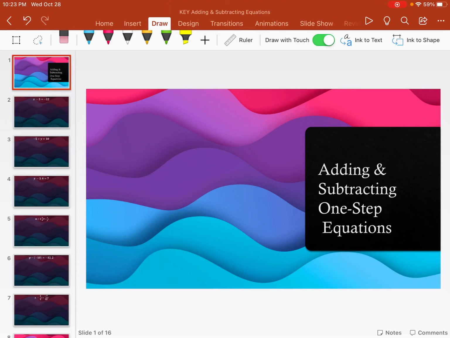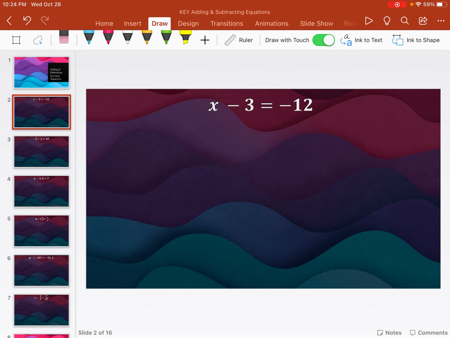Hey guys, we are going to do a lesson on adding and subtracting our one-step equations. So remember, for an equation, the whole point is that the two sides of the equation are equal. And in order to solve an equation, so like this example on number 2, our goal is to isolate the variable. So I mean, get it by itself, so that basically we just have an answer, x equals an answer.